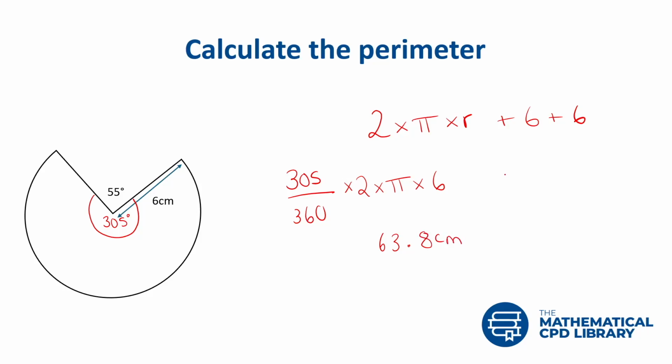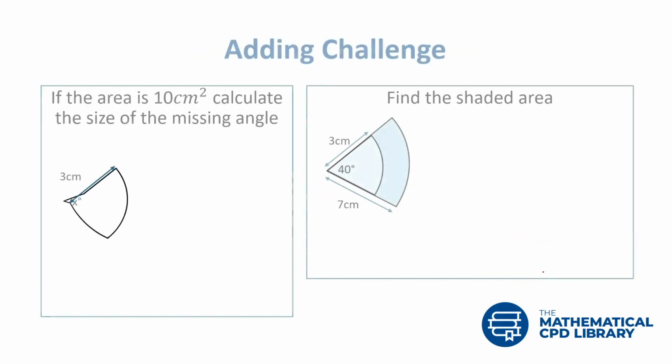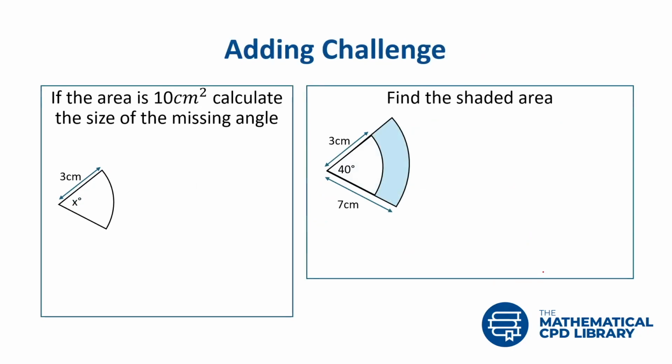I just need to remember for perimeter, I need to add the extra 12 on the end, which would give me a total answer of 75.8, and I'm rounding to one decimal place here. You could definitely round more accurately. Now, there are ways that you could add more extreme challenge in questions like this, and I'm just going to look at two.